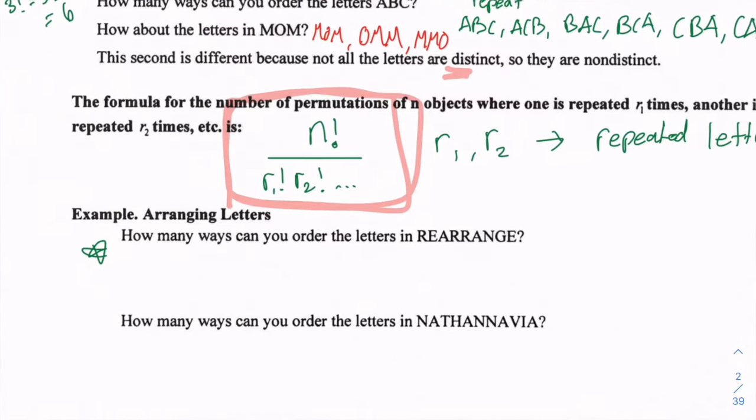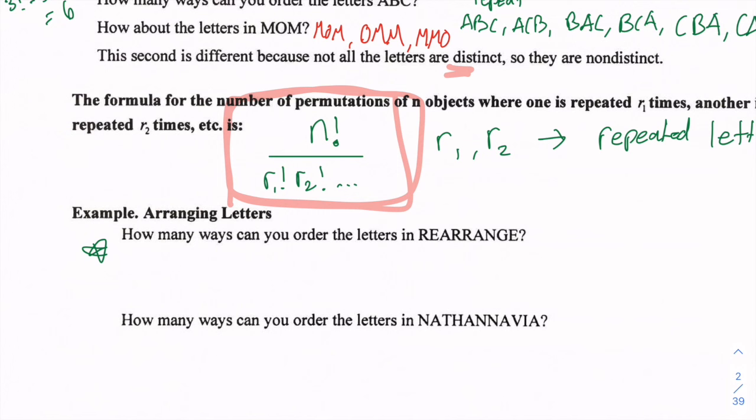How many ways can you order the letters in REARRANGE? How many different ways can I reorder this? First things first, how many letters do we have? 1, 2, 3, 4, 5, 6, 7, 8, 9. We have 9, so n equals 9. How many letters do we have repeating here? Does R repeat? R repeats 3 times, right? 1, 2, 3.